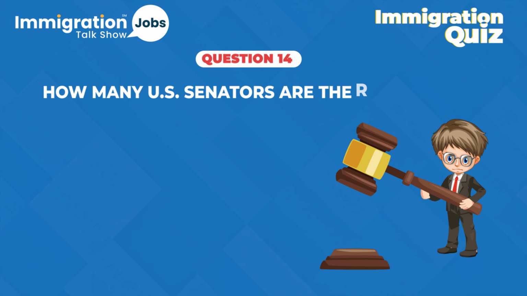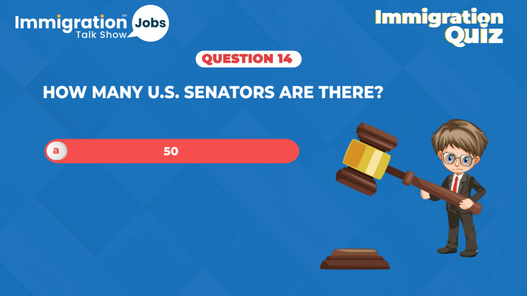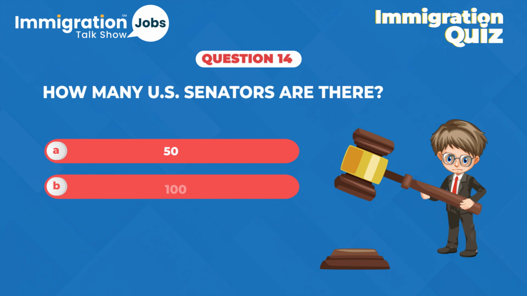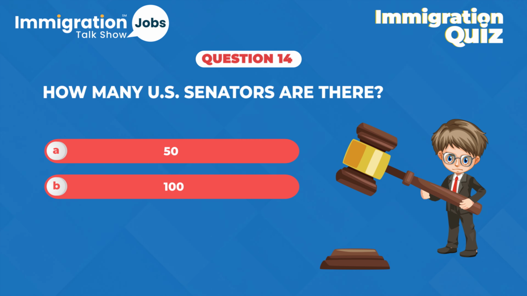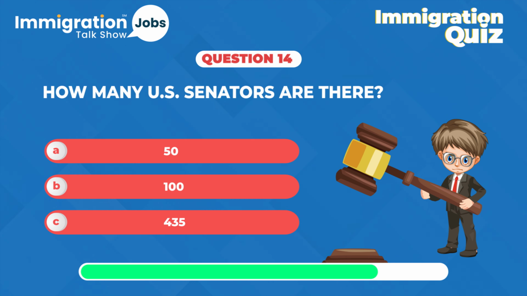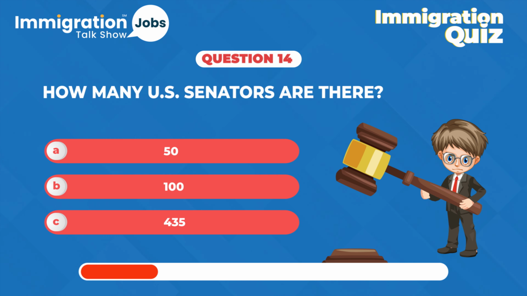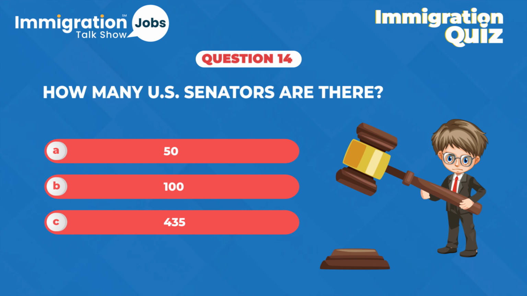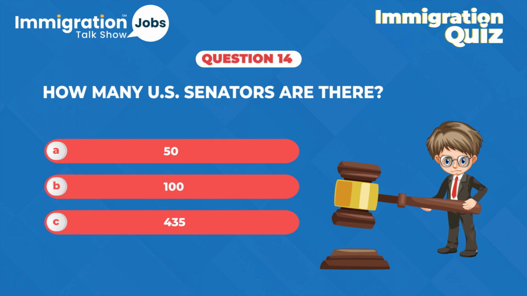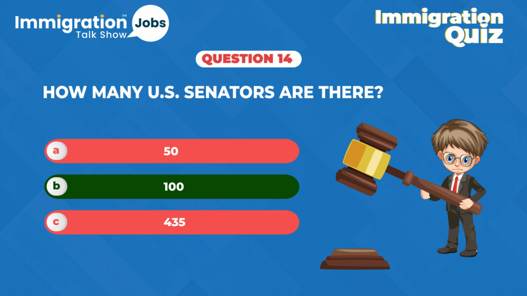How many US senators are there? Option A, 50. Option B, 100. Option C, 435. And the correct answer is option B, 100.